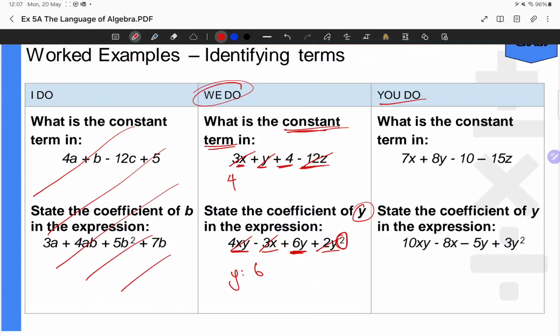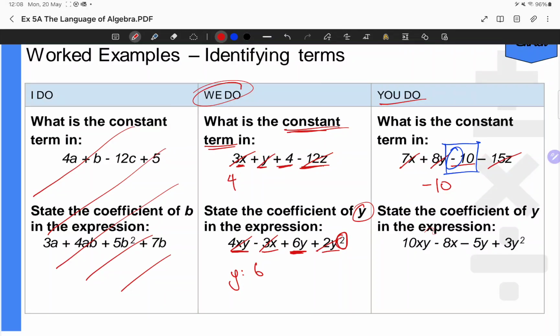All right, so let's go through what you should have had for your you do. The constant term is not this, because we have a pronumeral, the x. We have the y as a pronumeral, so not this either. It could be this one because there are no pronumerals and no letters. I hope you also considered that there is a negative in front. So the constant term is actually negative 10, okay? You have to use it as a whole block. So consider that as a whole block. It'll be negative 10.